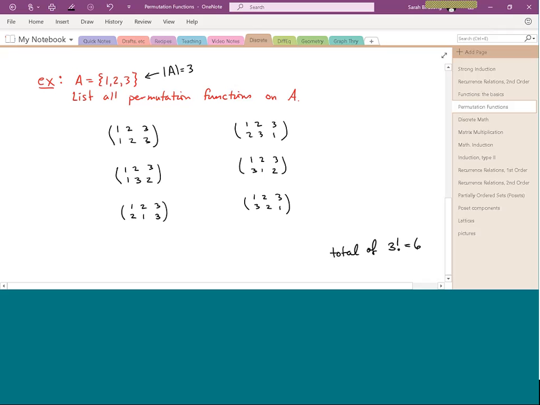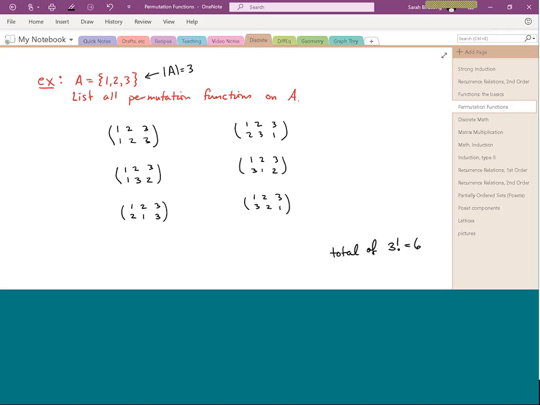Now, using that information, suppose we had A equals 1 through 5, so the same building set as the last example. Any guesses how many permutation functions there would be on the numbers 1 through 5?